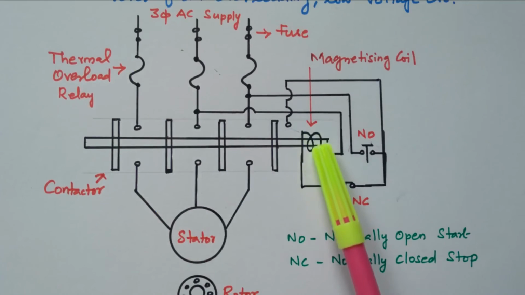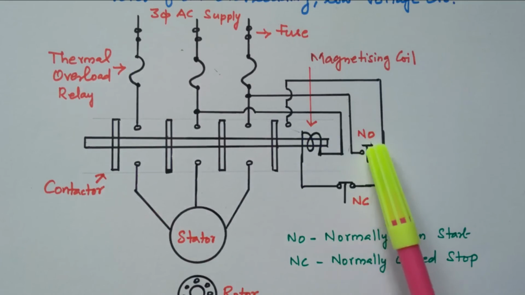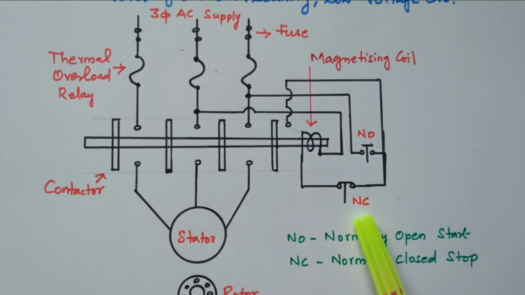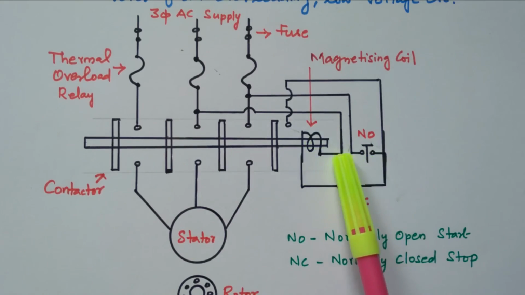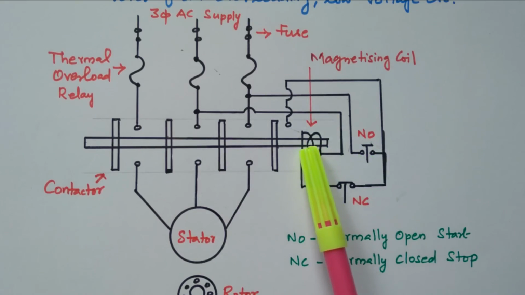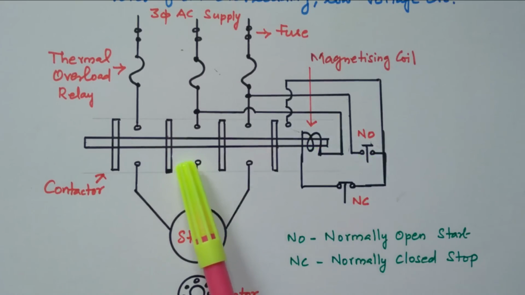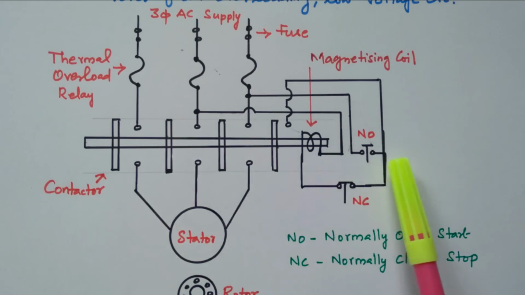Here the energizing coil, the magnetizing coil, is available. Here we have 2 contactors available. NO means normally open, it is normally in open condition. Here NC is the normally closed condition, always in closed condition, right? Due to this normally open contact, the supply is not given to the magnetizing coil, it is in an open circuit manner, right? So in order to start the motor, we are pressing this normally open contact.